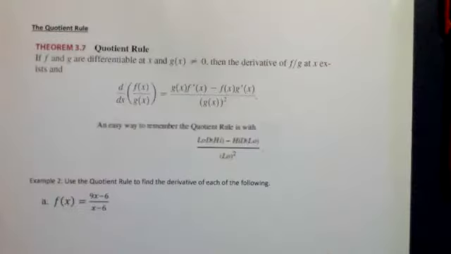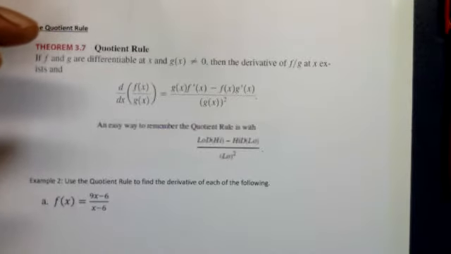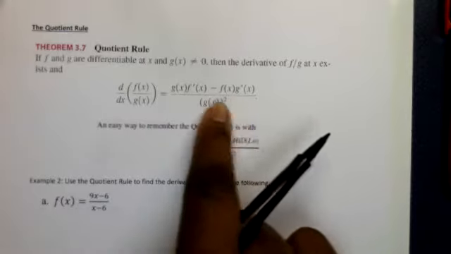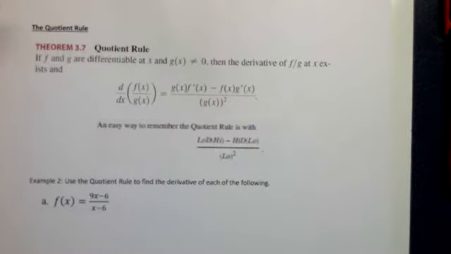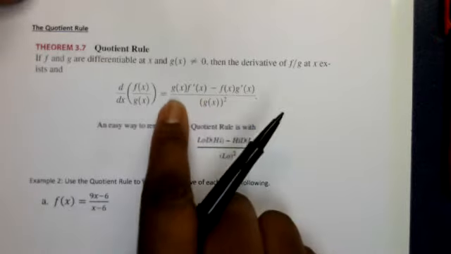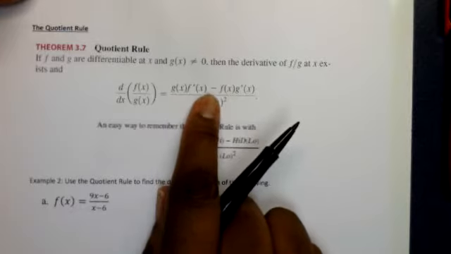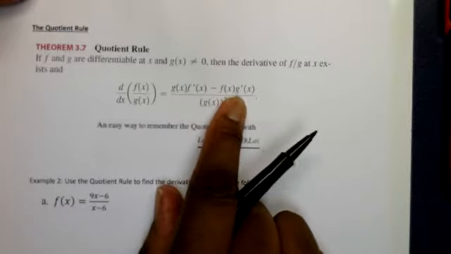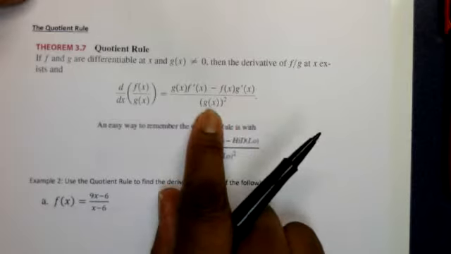Now we're going to go into the quotient rule for derivatives. Let's say that f and g are differentiable at x and g of x is not equal to 0. Then the derivative of f divided by g at x exists, and here's your derivative. The derivative with respect to x of f of x divided by g of x will be g of x multiplied by f prime of x minus f of x times g prime of x, all that's divided by g of x squared.